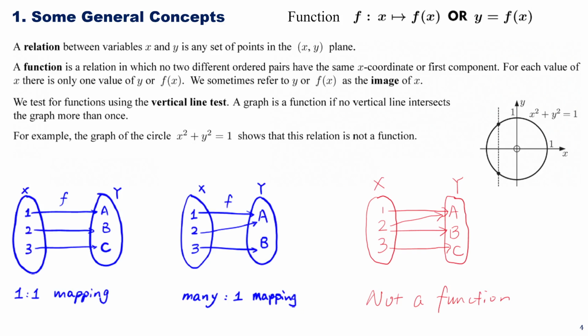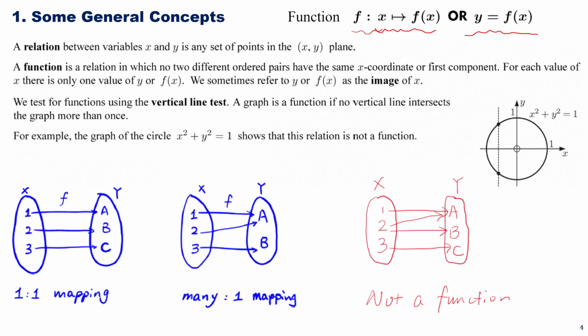And usually we can use either this notation here or this notation to indicate a function relationship. And the second one is most commonly used, right? And we can also test for functions using the vertical line test. A graph is a function if no vertical line intersects the graph more than once.